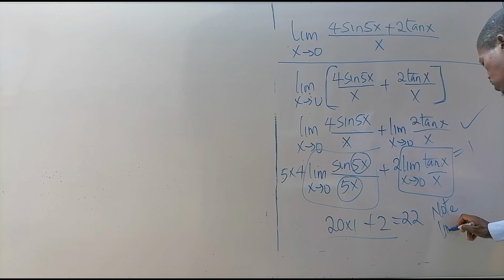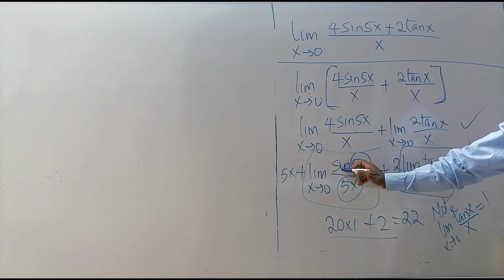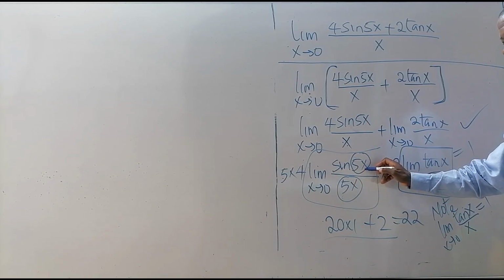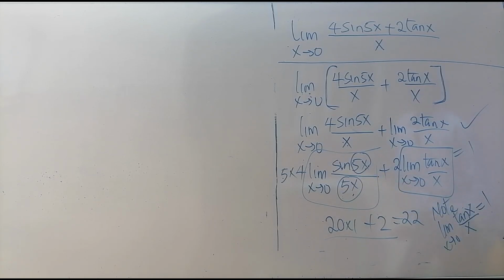Please note, whenever you have the limit of a function, either tan or sine, any trig function, if the inner function is the same as the denominator, it's going to give you 1. And you can see this one also, sine of this inner function, and that inner function is the same as the denominator. That's 1. So that's that on this question.